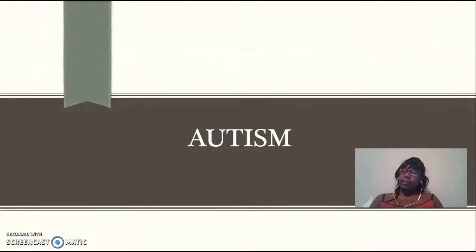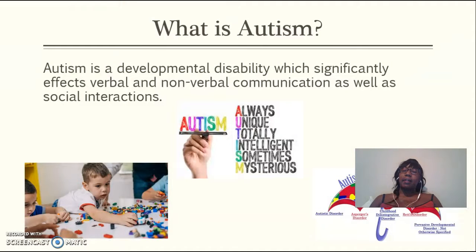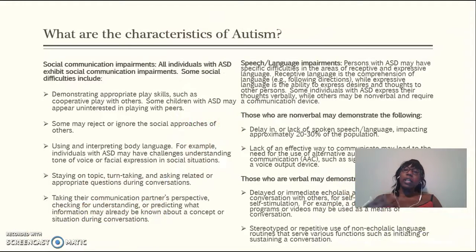Okay? Autism. I actually know a lot of my friends that have autism. It is a developmental disability which significantly affects verbal and nonverbal communication as well as social interactions. So the characteristics of autism. Social communication impairments. All individuals with ASD exhibit social communication impairments. Some social difficulties include demonstrating appropriate play skills such as cooperative play with others. Some may appear uninterested in trying to play with their peers. Staying on topic, turn taking, asking appropriate questions during conversations, taking their communication partner's perspective, checking for understanding. Things like that are some characteristics of autism.